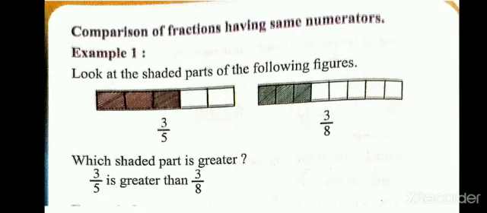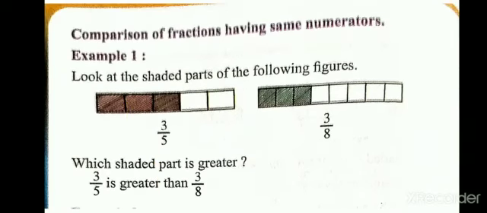Here the shaded parts are 3 itself, and the numerators are same, that is 3 and 3, but the denominators are different. In the first fraction the denominator is 5, and in the second fraction, the denominator is 8. So which is greater?